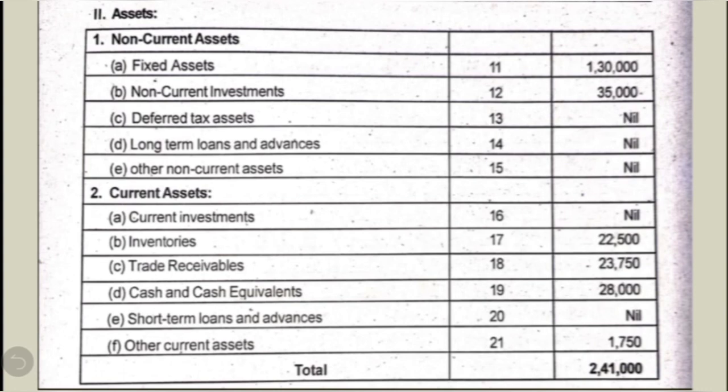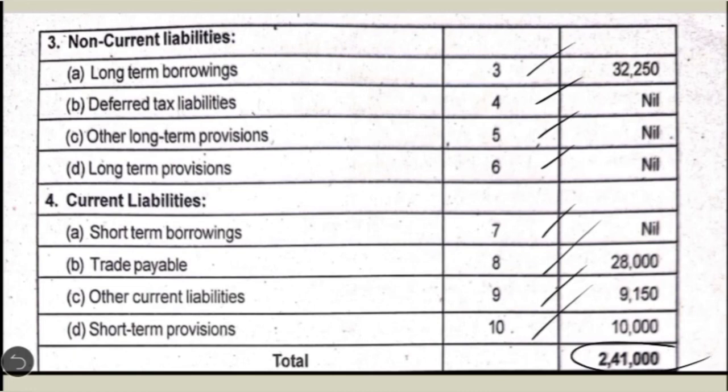Similarly, on the asset side, note number 11 is 1,30,000. Note number 12 is 35,000. 13, 14, 15, 16 is nil. Note number 17 is 22,500. 18 is 23,750. 19 is 28,000. 20 is nil. 21 is 1,750. So total comes to 2,41,000. So this total is same as total of the liability side. So the balance sheet has tallied.